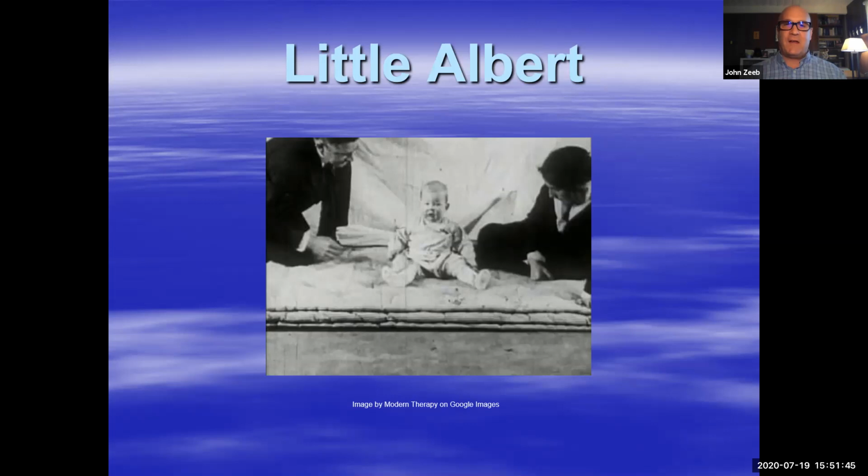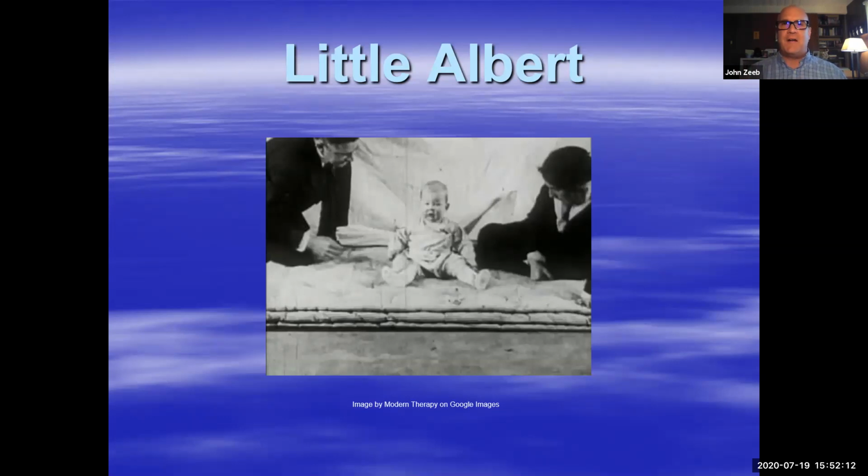What they noticed, something kind of interesting, is that little Albert not only reacted to the white rat with fear, but he reacted to almost every furry item, including a rabbit, which he was never trained on. And famously, Watson showed him a Santa Claus mask with the big white furry beard. He would immediately start crying at the sight of the furry beard.